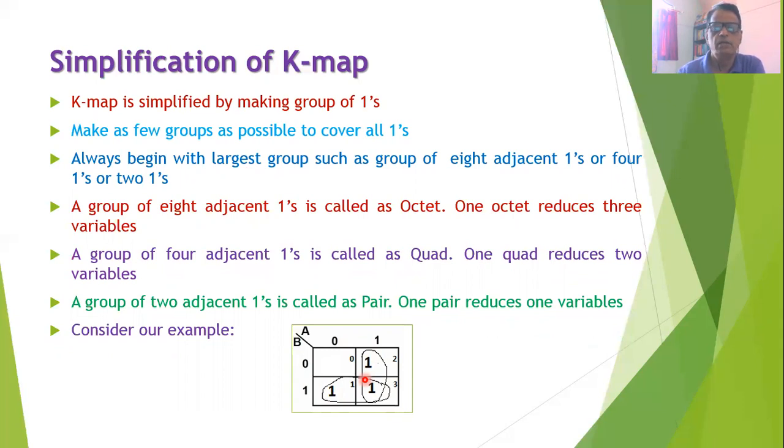Now we will write the Boolean expression for the pairs. For this pair, the value of A is 1, therefore it is written as A. But for this pair, you will find that the value of B is changing and therefore B is reduced for this pair. Similarly, for this pair, the value of B is 1, therefore it is written as B. And for this pair, the value of A is changing and therefore the variable A is reduced. And therefore we can write the reduced SOP expression as A plus B.